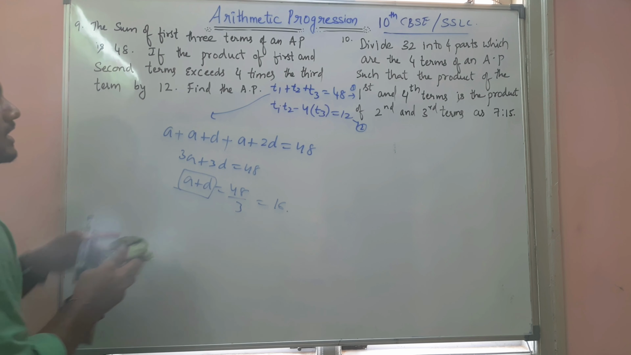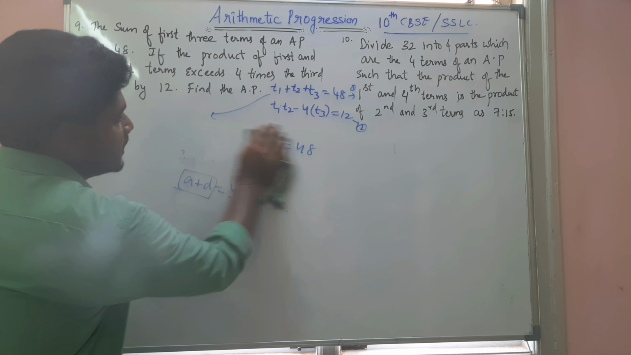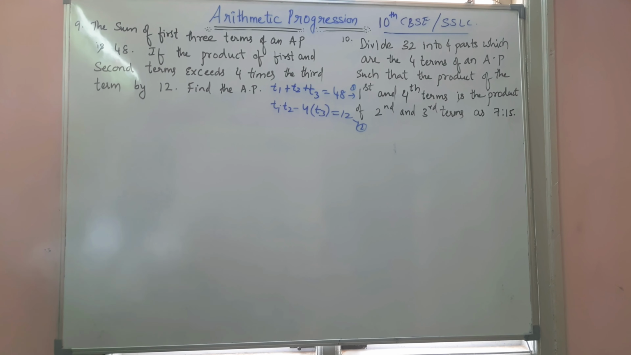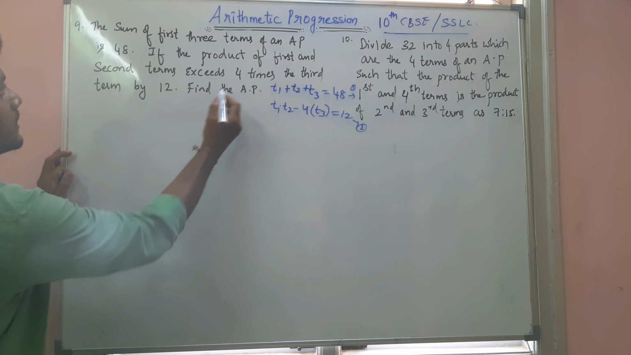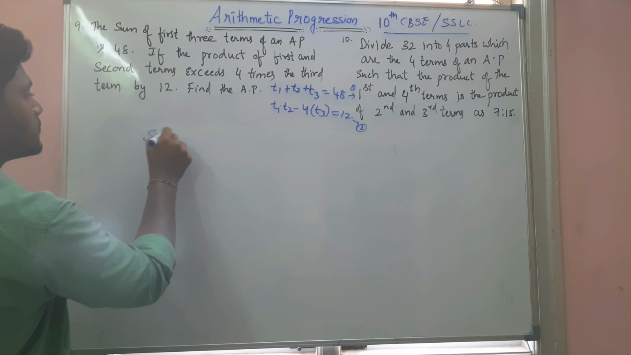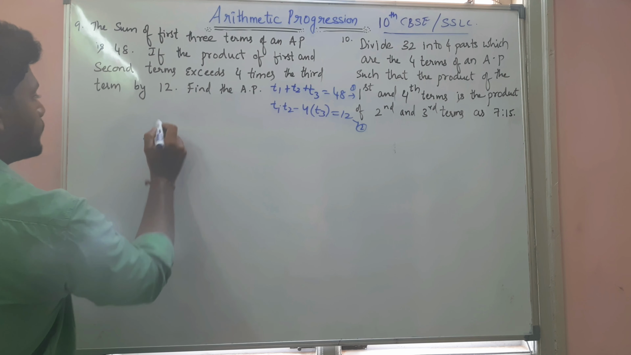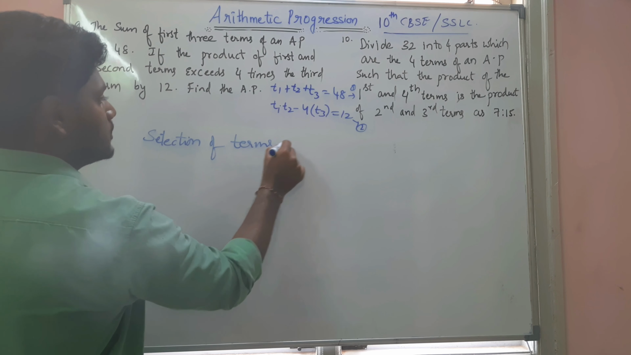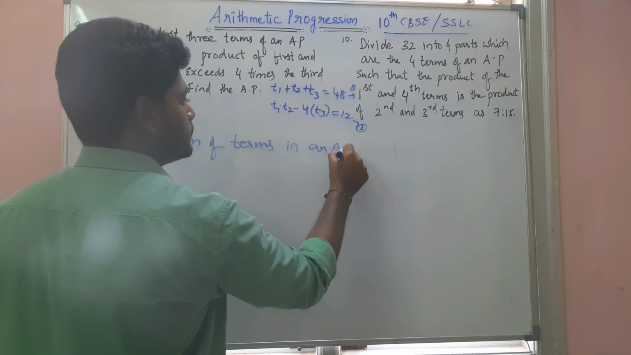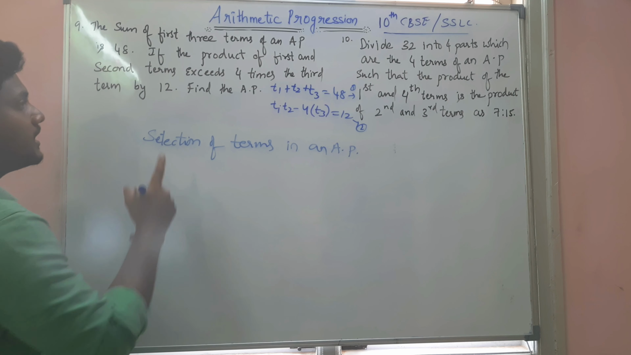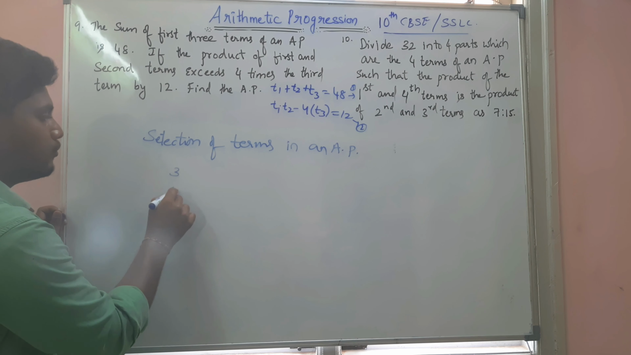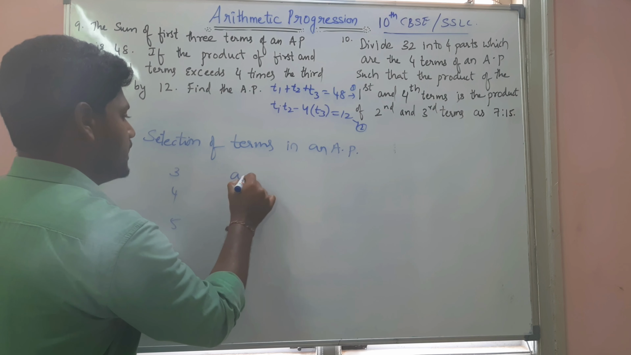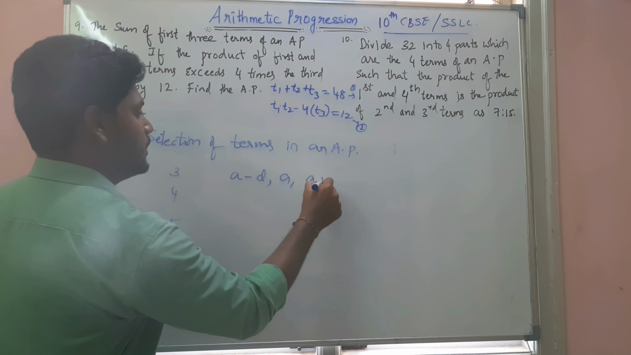So we should not take the terms like this. Then how do we consider the terms? For that we have a formula: selection of terms in an AP. If we need to take 3 terms, how; 4 terms, how; 5 terms, how. To take 3 terms, we have to take a minus d, a, and a plus d.